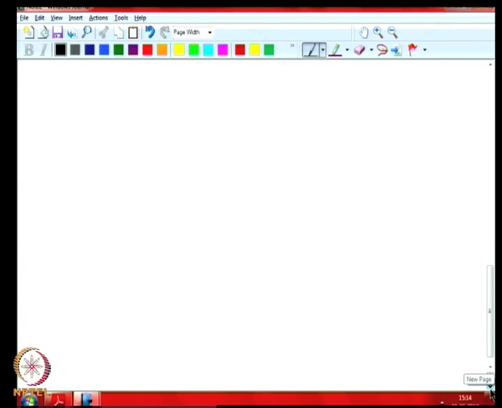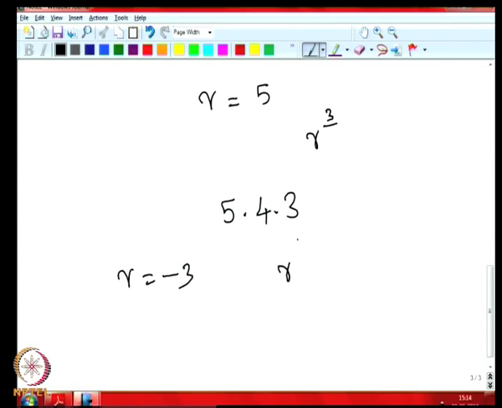So, for example, let r equal 5. What is r to the falling 3? That is 5 into 4 into 3. We just collect 3 of them downward. It is falling. Similarly, suppose r equals minus 3, then what is r to the falling 4? That will be minus 3 into minus 4 into minus 5 into minus 6. Starting from minus 3 we go down, minus 4, minus 5, minus 6, because we need 4 of them.